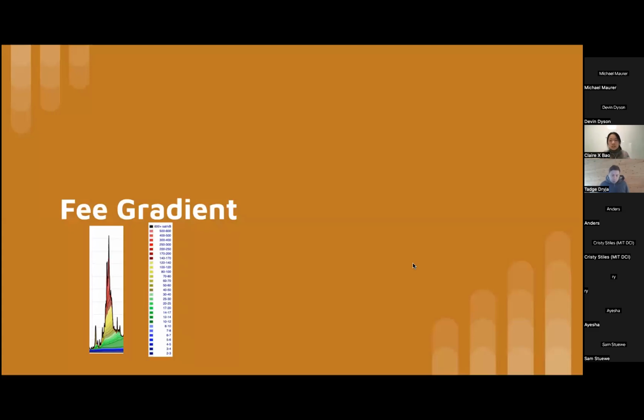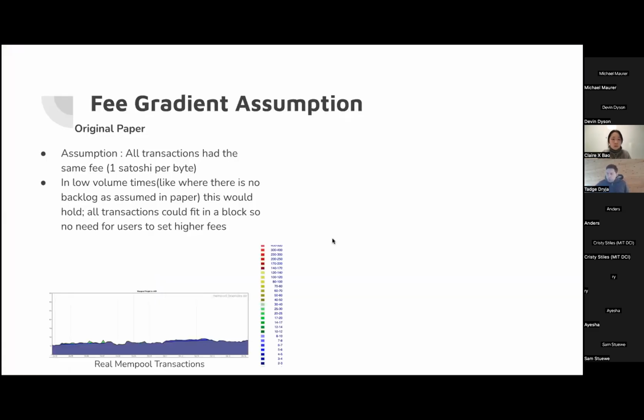So the next mining aspect that we wanted to add is the concept of a fee gradient. And this is where the colors from the previous graphs come in. So the original paper assumed that all the transactions had the same fee, the default fee of 1 Satoshi per byte. And this would hold in low volume times, like what is assumed in the paper, where there is no backlog, so no real block size limit.